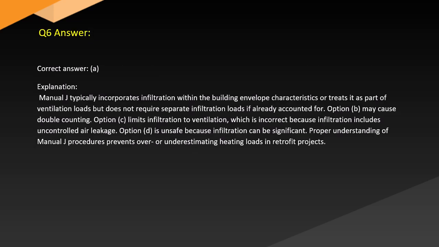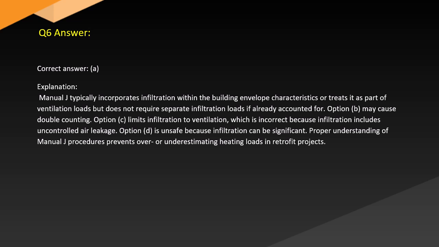Answer. Correct answer: A. Explanation. Manual J typically incorporates infiltration within the building envelope characteristics or treats it as part of ventilation loads, but does not require separate infiltration loads if already accounted for. Option B may cause double counting.